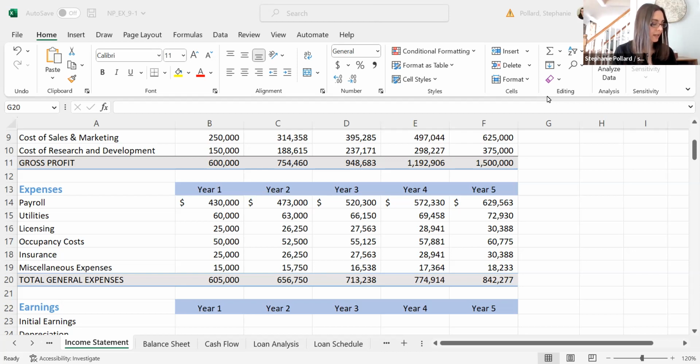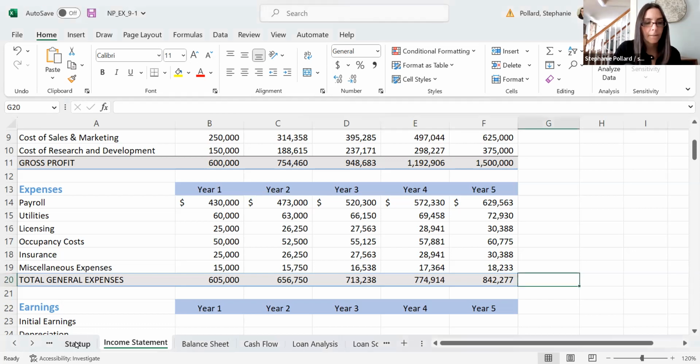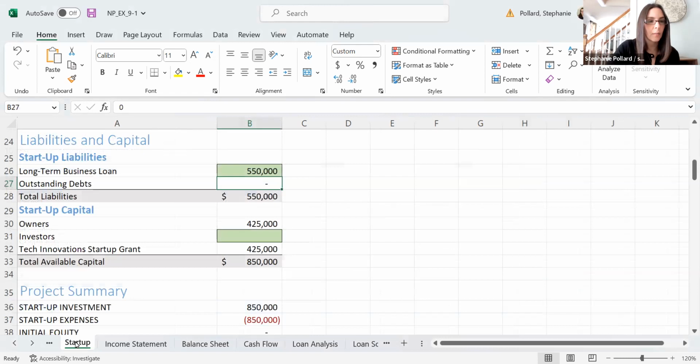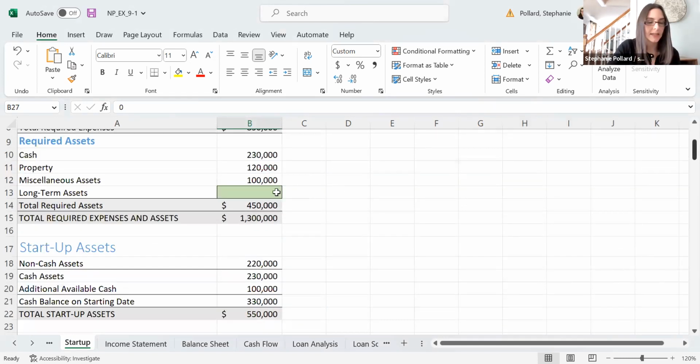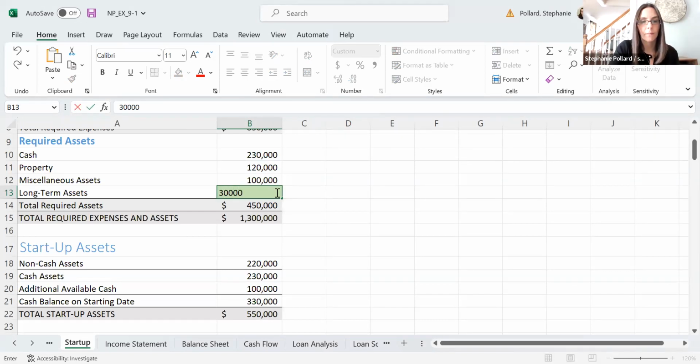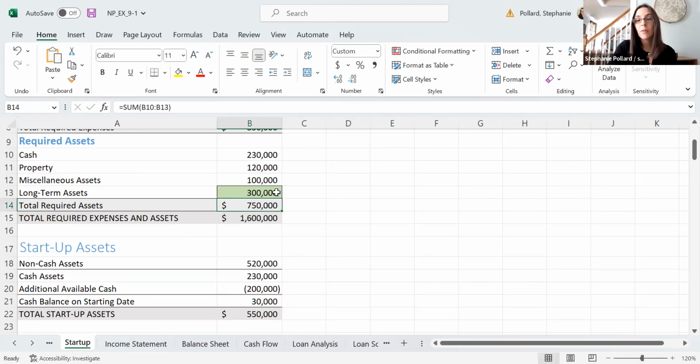So let's look at both cases here. I'm going to go to the startup worksheet, and in cell B13, we're going to enter our assets at 300,000. Just a reminder that there's a lot of vocab in this unit. If you're not familiar with these terms, you really want to go in and read about some of them. Our assets are things the company would own that they could potentially use or sell and get money from.